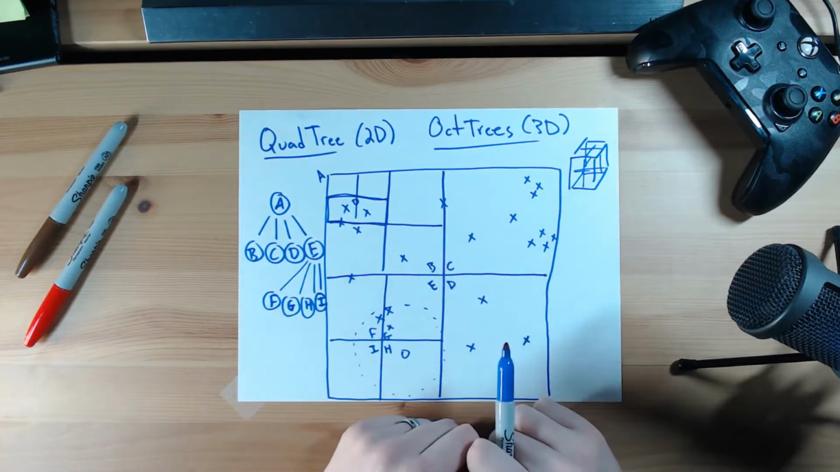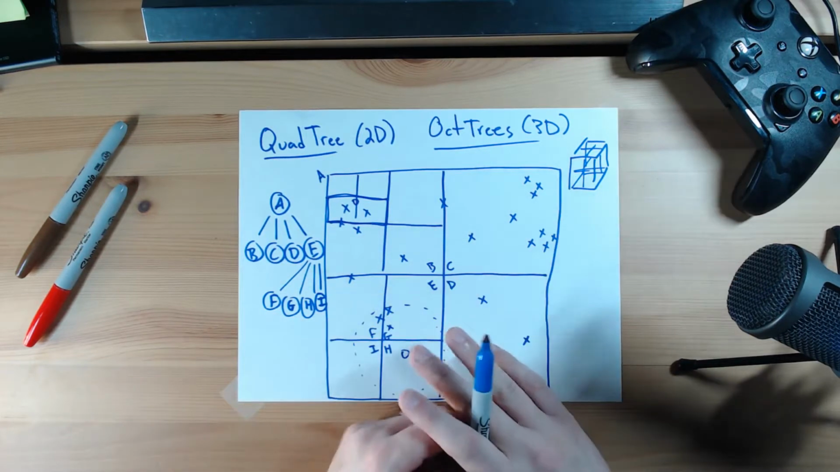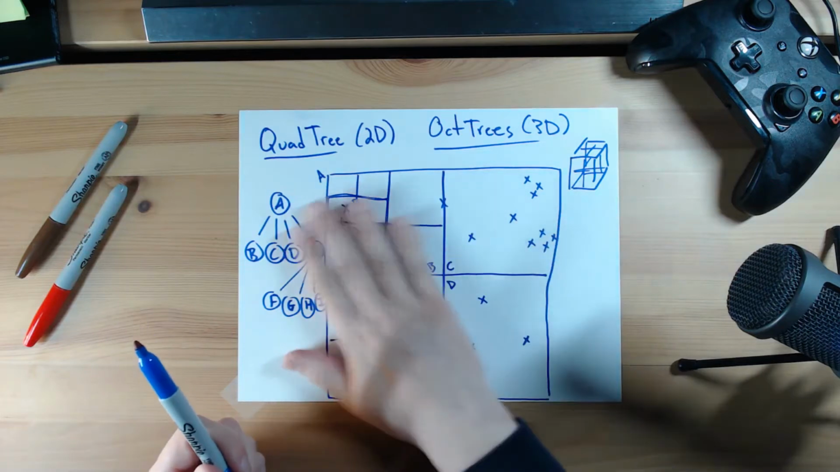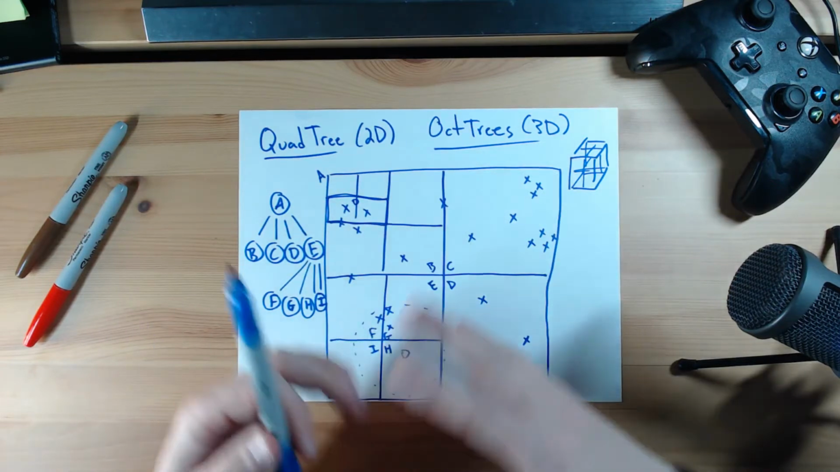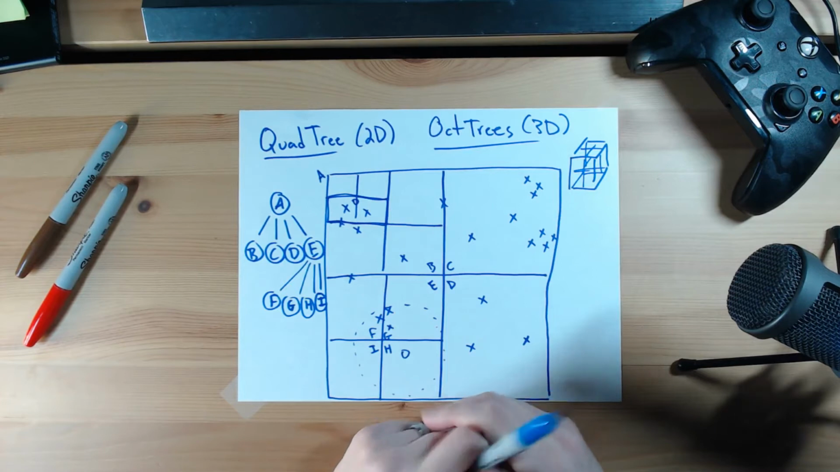This gives you some really good optimizations whenever you're doing these sort of spatial queries. And this idea of quad trees and octrees is actually used in a lot of the physics simulations that you are probably already used to using.